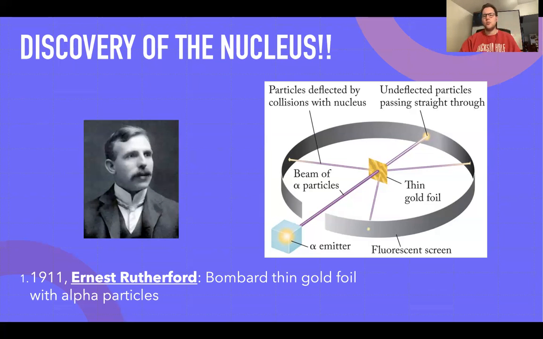And so he's like, oh, what? What is happening? Because he expected, with the current plum pudding model, the particles to just go straight through. He's emitting small particles, the electrons are small, it's just a positive force inside, so what's going to happen?